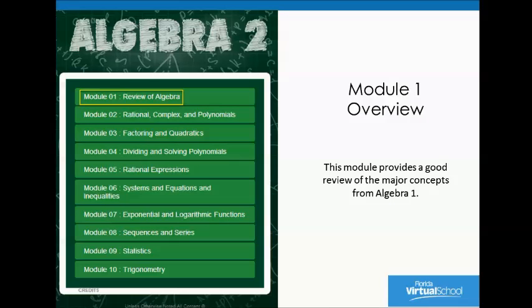Now we're going to get into the modules. Module 1 is just an overview of the major Algebra 1 concepts that students had whenever they took Algebra 1, whether it was last year or 2 years ago. It's just a great refresher for them. So they remember what they need and the tools they need for this course specifically.